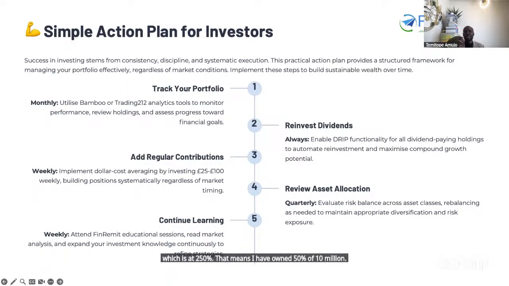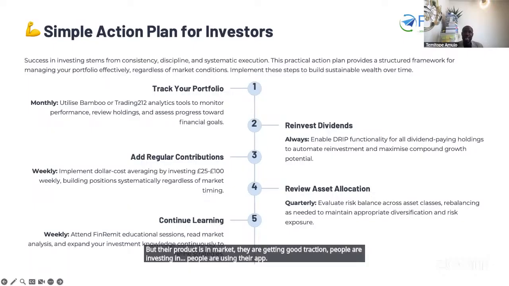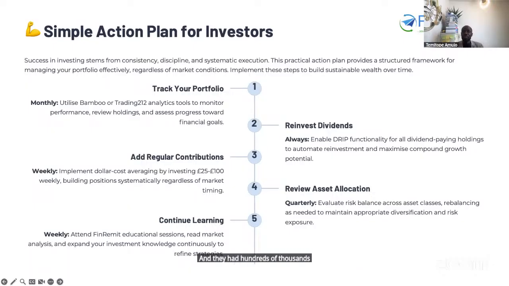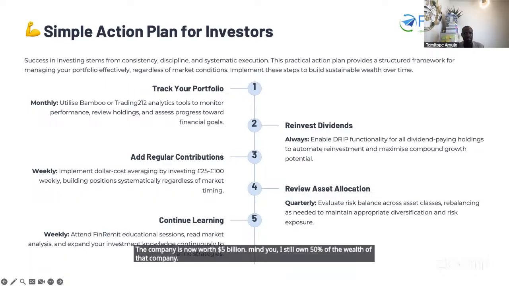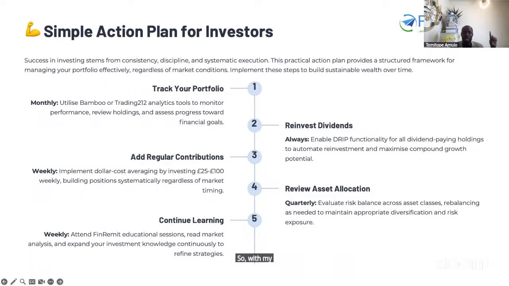Then if by the next 5 years, I didn't get any profit from them actually, but their product is in the market, they are getting good traction, people are using their app, and they have 100,000 users. They have now migrated to Ghana. They have now gone to Kenya. The company is now worth $5 billion. Mind you, I still own 50% of that company. So my 5 million that I gave to them when they were worth 10 million still makes me own 50%, which is still the same ownership that I had back then.